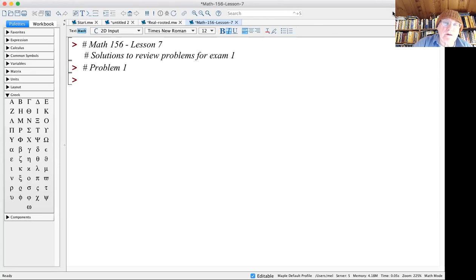So this is Math 156, Lesson 7. And what I'm going to do is work out the solutions to the review problems for the first exam. So let's start. Problem 1 is to compute some limits. So let's start.